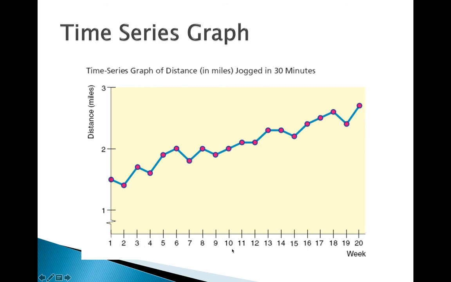All right, so here we've got a time series graph of distance in miles jogged in 30 minutes. So over time, you can see that this person increased, in general, the distance they could run in 30 minutes. Whoever did this recorded how far they could jog in 30 minutes at week 1, and then week 2, week 3, week 4, and then they just connected the dots.